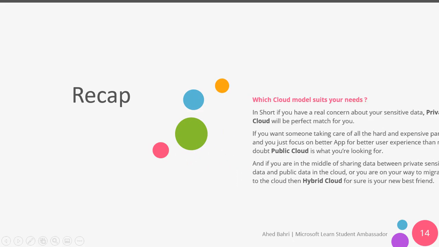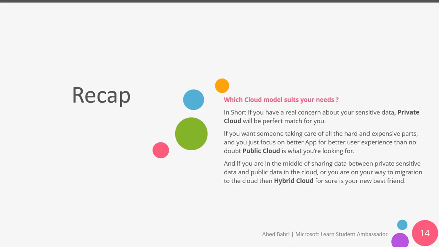So which cloud model suits your needs? In short, if you have a real concern about your sensitive data, private cloud will be the perfect match for you. If you want someone taking care of all the hard and expensive part and you just focus on a better user experience, then no doubt public cloud is what you're looking for. But if you're in the middle of sharing data between private sensitive data and public data in the cloud, then I highly recommend you to go for the hybrid cloud.